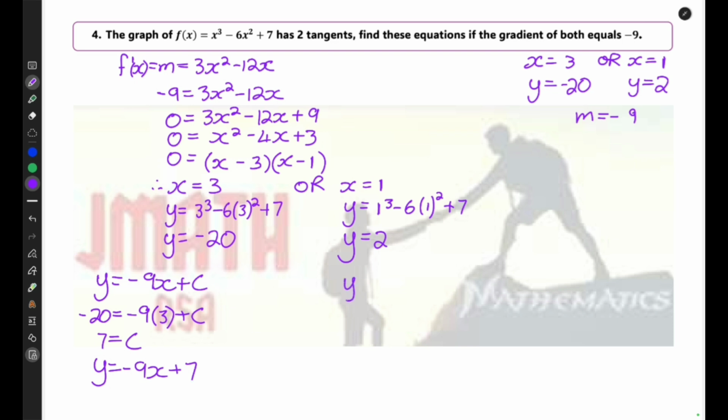Now I can just do the other one. I can just see 2 is equal to minus 9 times 1 plus c. I take the 9 over. This becomes 11 as c. And therefore, y is equal to minus 9x plus 11.